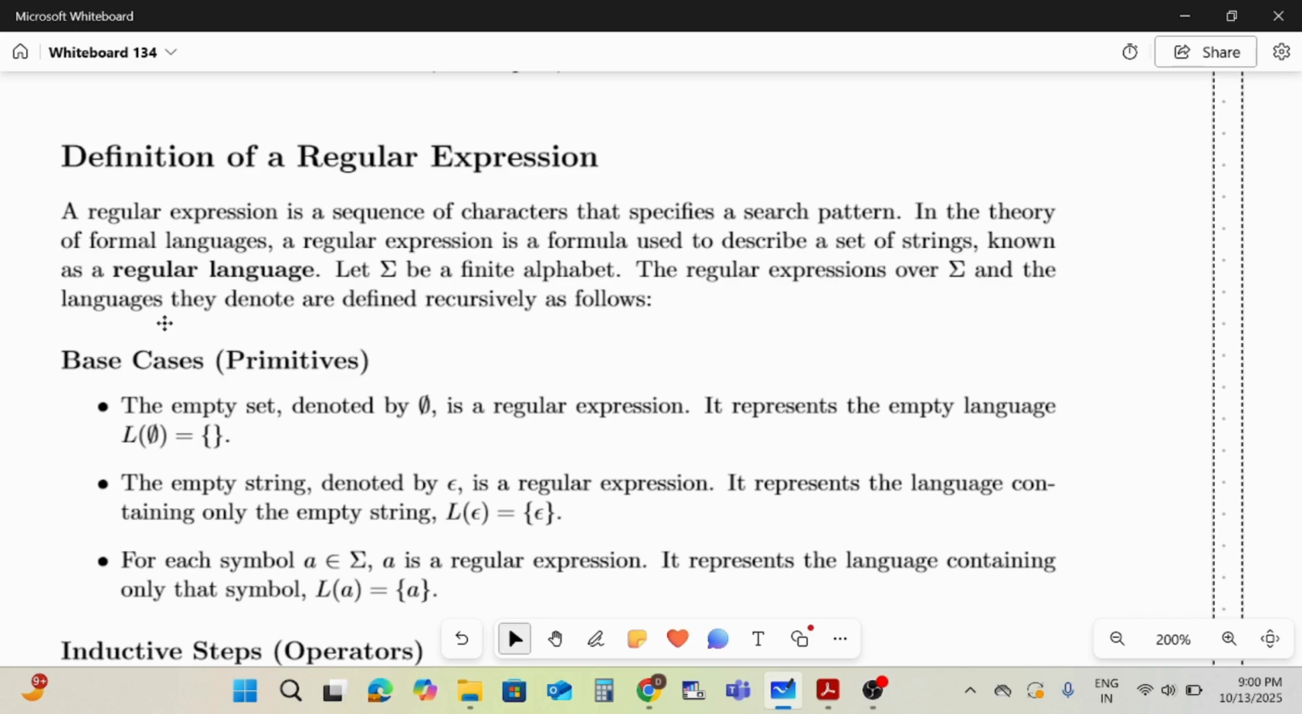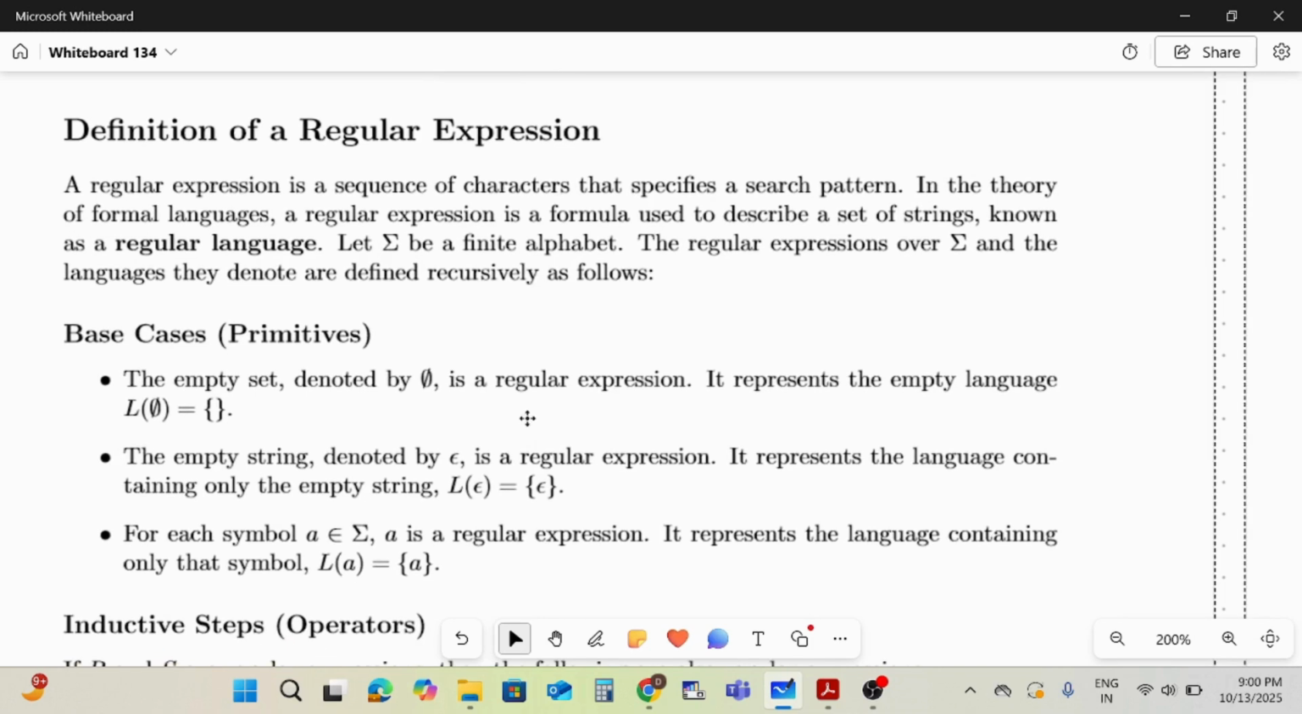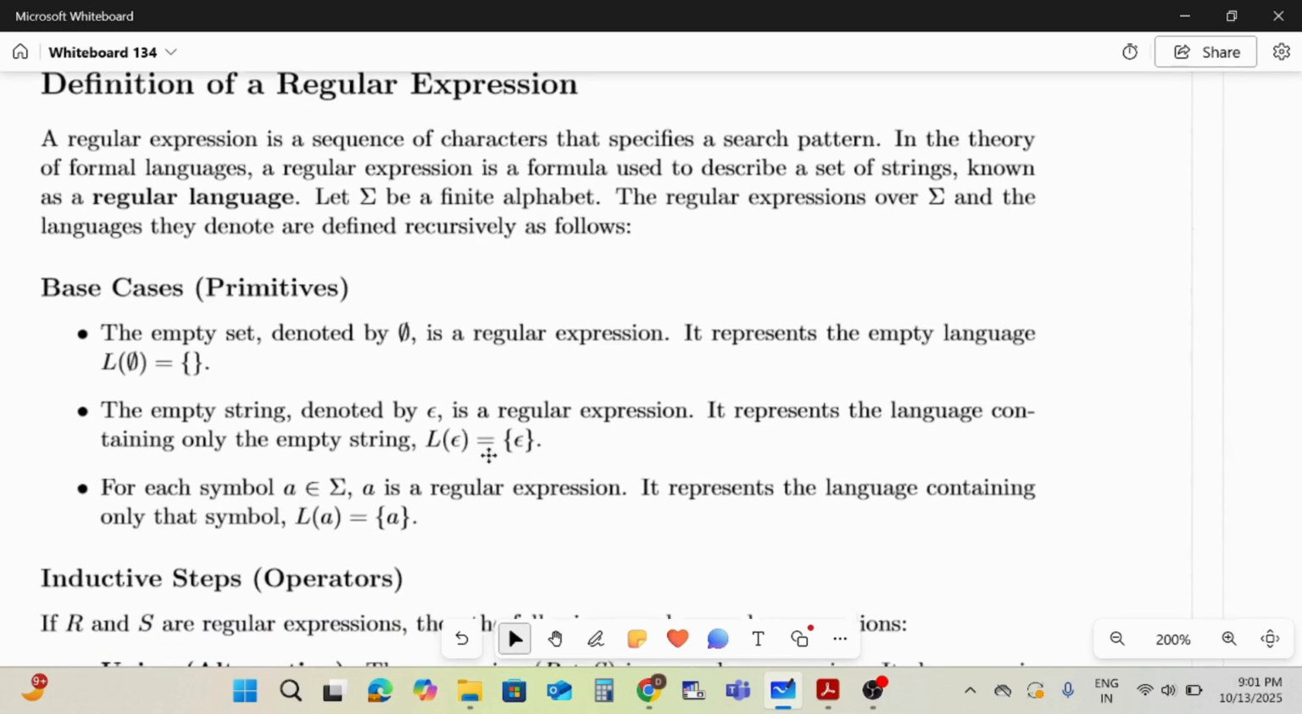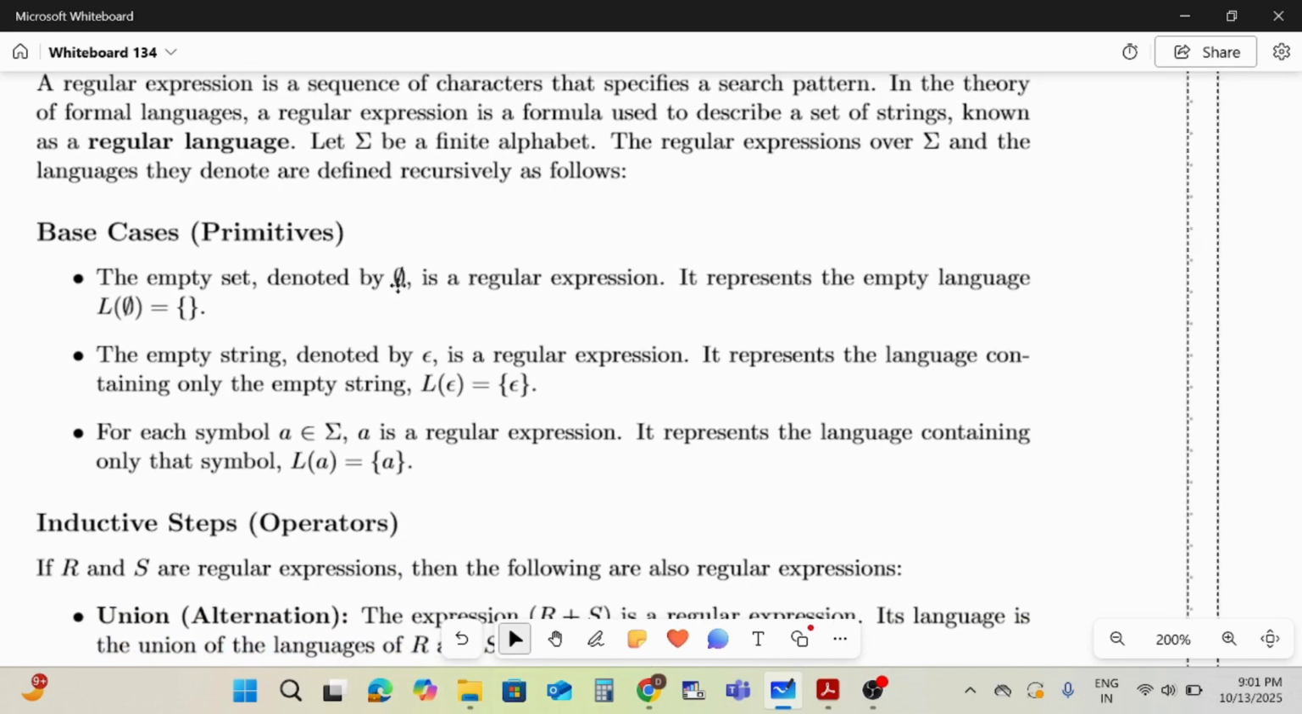In the theory of formal language, a regular expression is a formula used to describe the set of strings known as a regular language. Let sigma be a finite alphabet. The regular expressions over sigma and the language they denote are defined recursively as follows. An empty set, denoted by no transitions, is a regular expression. It represents the empty language. So this is what the empty language is, represented as no transitions.